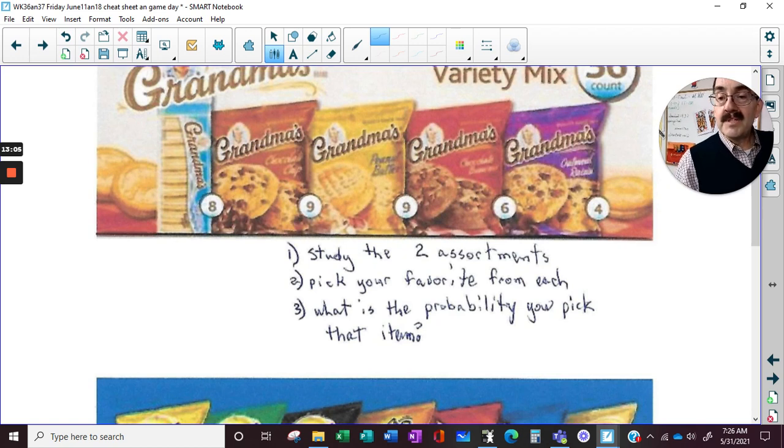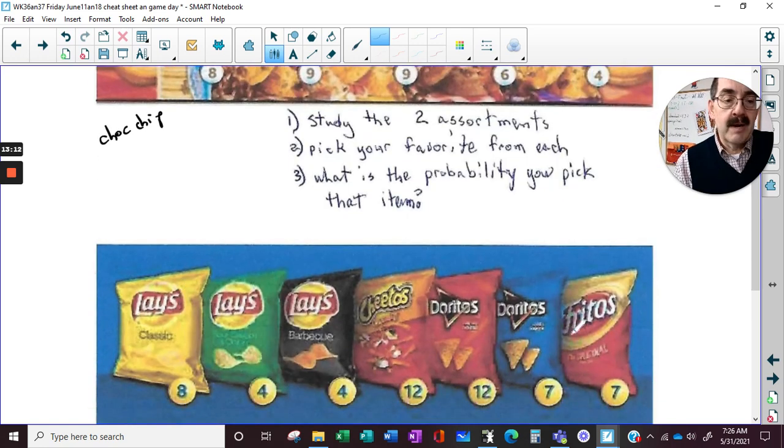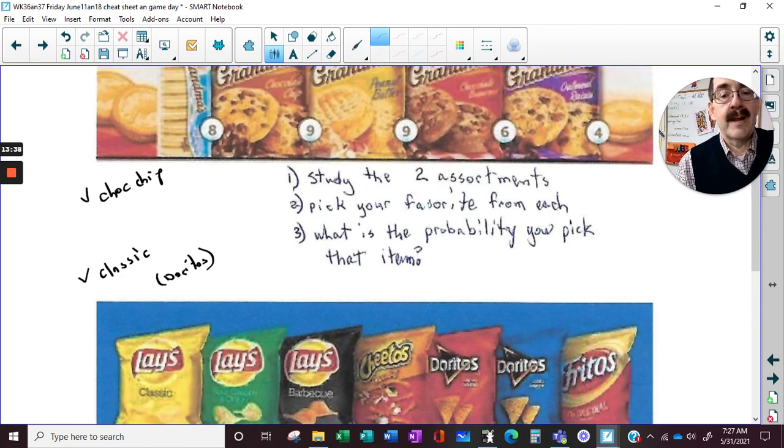Okay, so I'm just going to do this real quick. I'm a chocolate chip guy. And then down here, I'm a traditional guy. I just am. I'm a classic. Okay, and if I had to break out, I would go to Doritos. Okay, you like the way I say Doritos? So, I'm a classic. And I have eaten Doritos Locos Tacos. Alright, so, I'm a classic. I'm a chocolate chip. Pick your 2 favorite. What is the probability that you pick that item?